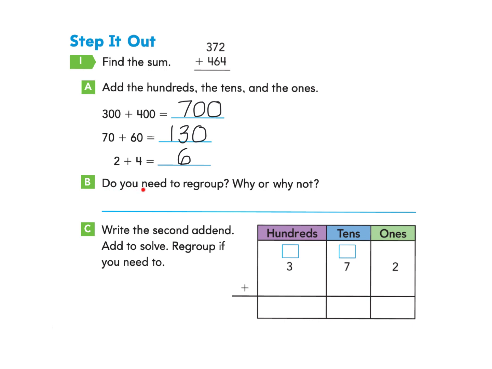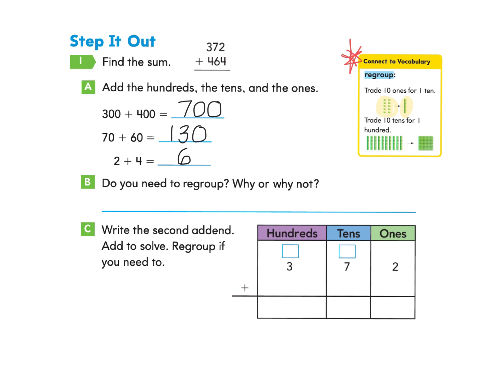Let's take a look. Do you need to regroup? Why or why not? Remember that regrouping, one example is to trade 10 ones for 1 ten or trade 10 tens for 100. Do you see either of these trades? We do. We see that 70 and 60 make 13 tens or 130. So we can answer yes, because there are 13 tens.